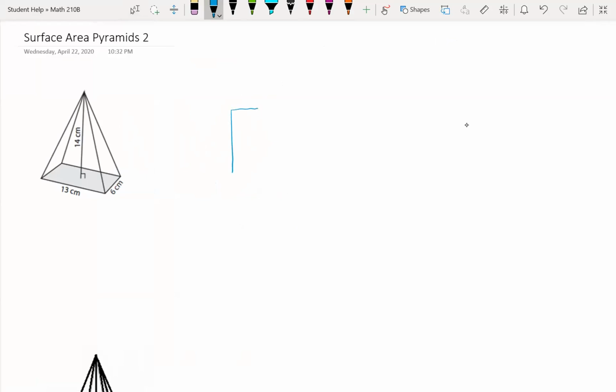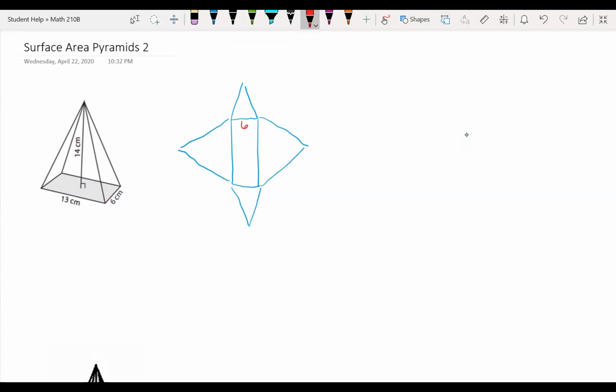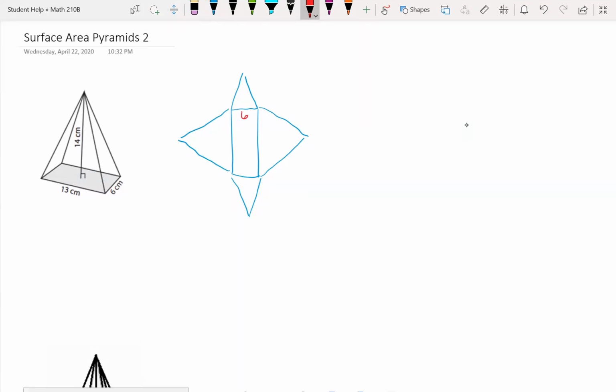So I've got a rectangle. I've got 2 skinny triangles on this side, and then I've got 2 more wide triangles on these sides, right? Now, it's a little bit different to figure out what the lengths of all of these things are. I know that this side here is 6, and I know that the height of the triangle is 14, the internal height. I know that this distance here is half of 13, right?